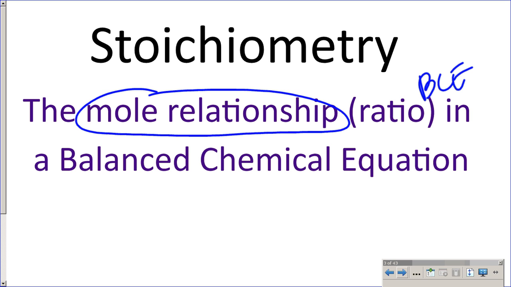So when I say ratio from a balanced chemical equation, that means you have to know the coefficients. That's pretty much the key to this game now. You have to be able to balance. That's what we spent a week or so doing, predicting products, balancing chemical equations, and so forth. There's not much to write down here, so I'm moving. You just need to know mole relationships or ratios.